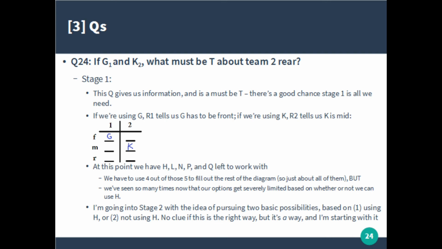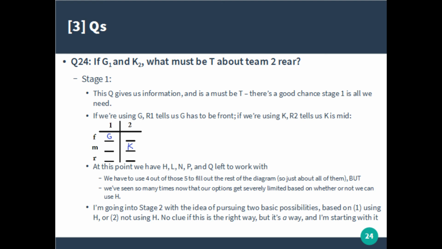So we have, by some small miracle, reached the final question of this relatively difficult game. And this final question is, if G is on Team 1 and K is on Team 2, what must be true about Team 2's rear position? So this is a must be true, which could typically be a fairly difficult situation if it were an open-ended question, but they give us quite a bit to start with.